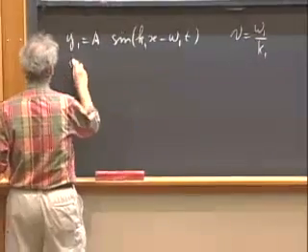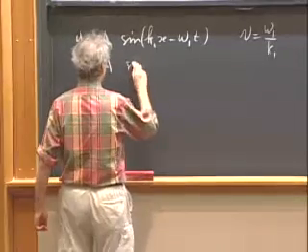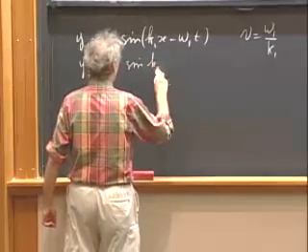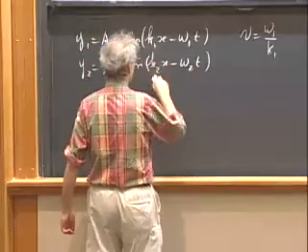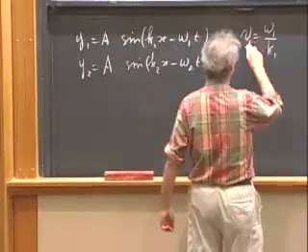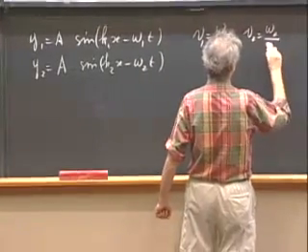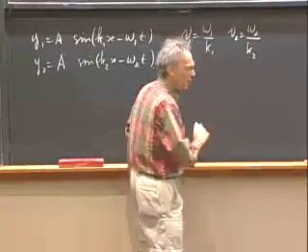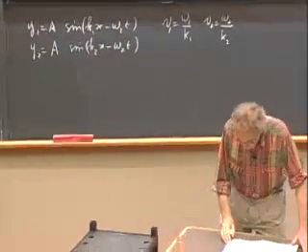And then I have a second one, which for simplicity I give the same amplitude, a times the sine of k2x minus omega 2t. And this is v1, and v2 is omega 2 divided by k2. And the two are not the same. If they are the same, then it is a non-dispersive medium, but they are not the same.